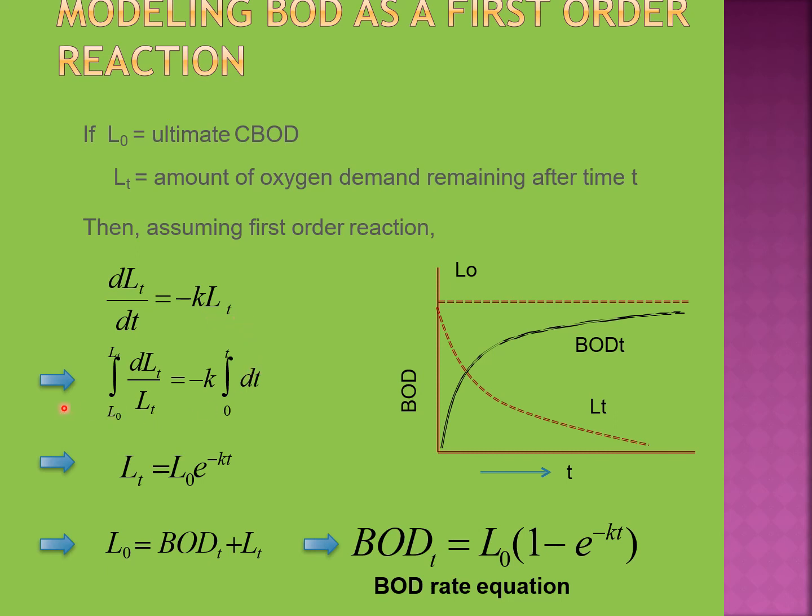If we integrate this with the boundary limits Lt and L0 with the time t and 0, we will get Lt equal to L0 e to the power minus kt. Again, we know L0 equal to BODt plus Lt. If we replace Lt equal to L0 e to the power minus kt in this equation, we will get BODt equal to L0 into 1 minus e to the power minus kt. Basically, this is the equation which we will use to calculate the BOD after any time t.